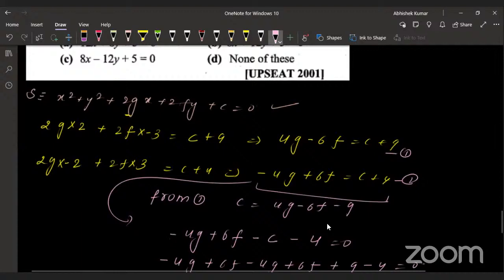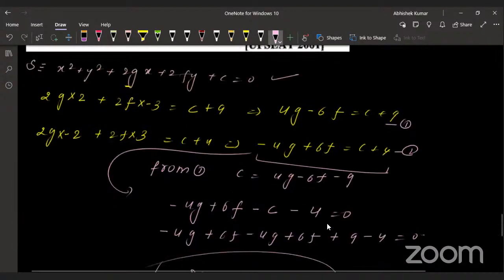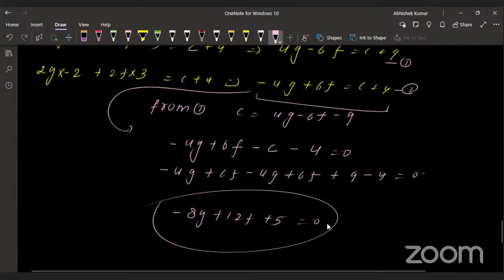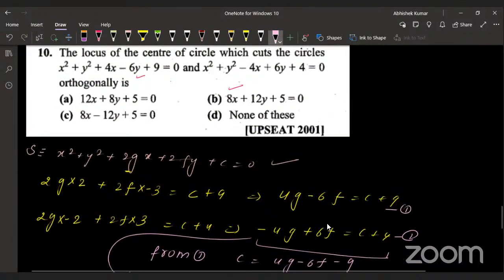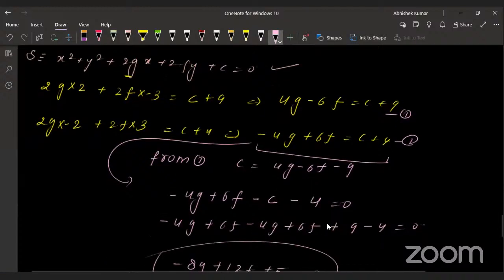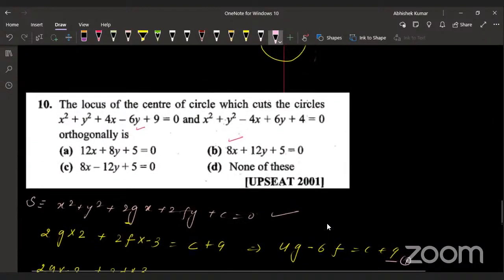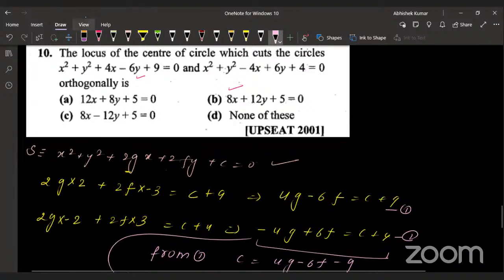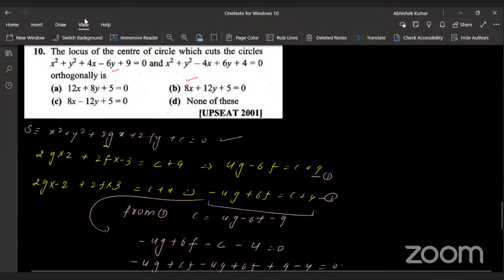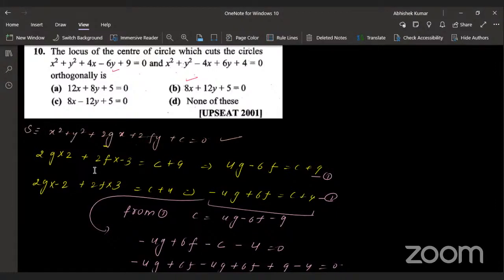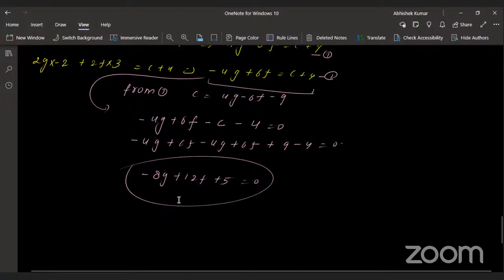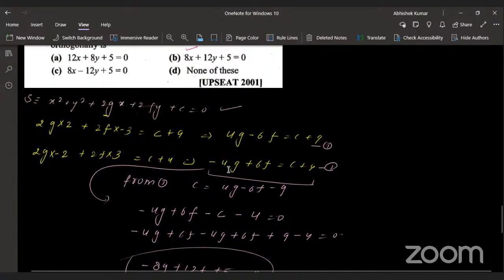Is there anyone? Any value? 8x plus 12y. Why is ours coming negative? Eight x minus 12y. How are you guys getting that? How are you guys getting B? I'm getting this value. But even if you take minus common, the sign of the second value will change. Anyone else? Like you guys got C as an option, B as an option. Tell me, B or C, whatever.